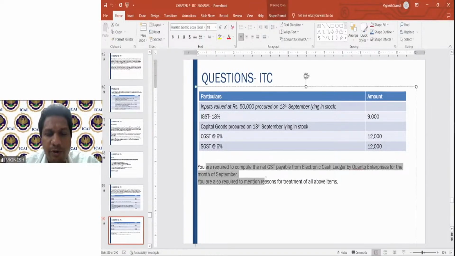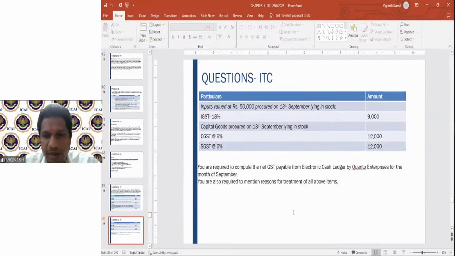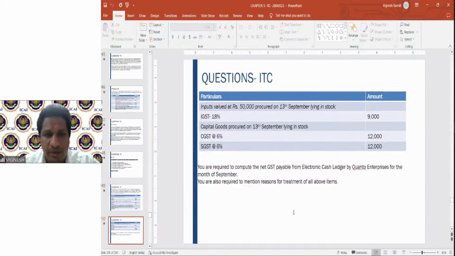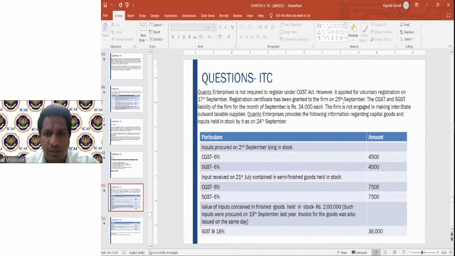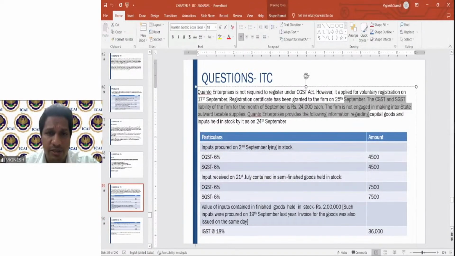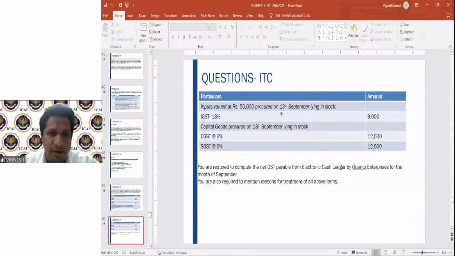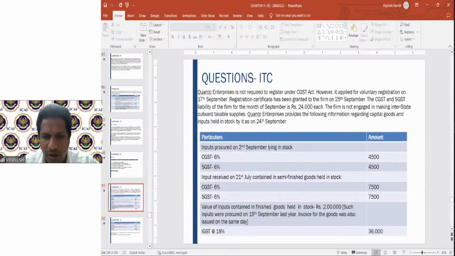You are required to compute the net GST payable from the electronic cash ledger for Quanto Enterprises for the month of September. You are also required to mention the reason. So you know the outward liability which is given here clearly. So you have to now see how much input tax credit is available. That is the question. Please try to work out this problem. Just try based on the provisions. Don't worry about whether it is correct or wrong. Just try to answer.